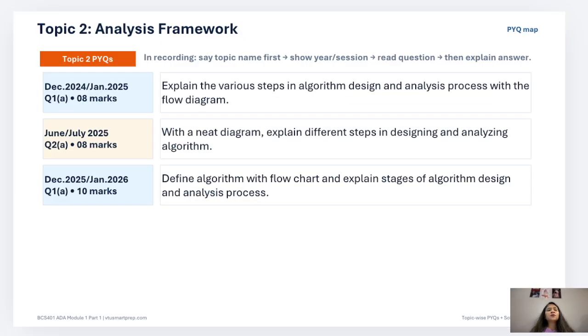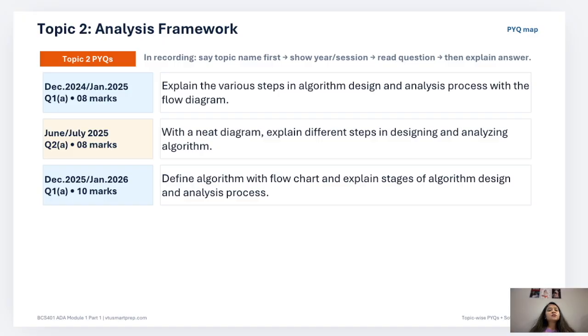Next topic we have is the analysis framework. If anywhere in the question you see this keyword, these kinds of possible questions you are going to get, and of course we will discuss the solution for this. So the first question is: explain the various steps in algorithm design and analysis process with the flow diagram, which was asked in December 2024, January 2025.